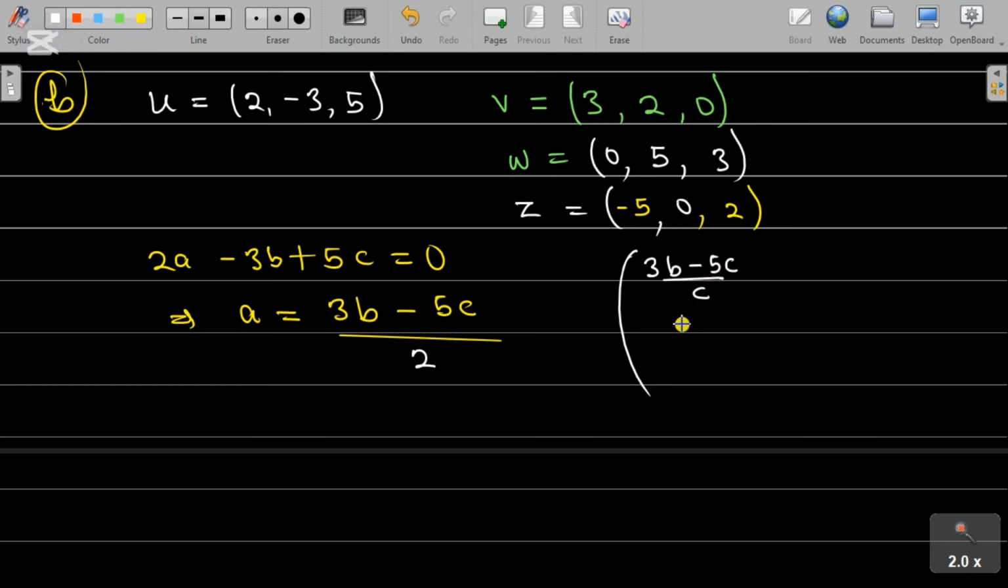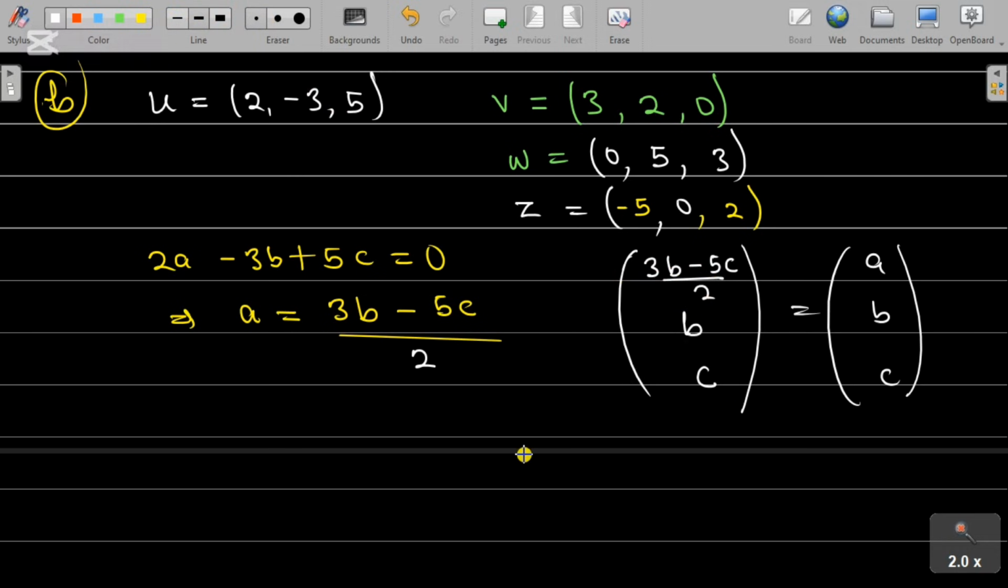The second entry is your B, because you will fix your B and C, and then the values of B and C will help you to get A. So my B here will still be B and my C will be C. This is the vector you're looking for, which you can label ABC if you want. I can call this my original ABC. So your A is 3b minus 5c over 2. Alright, it should be over 2.